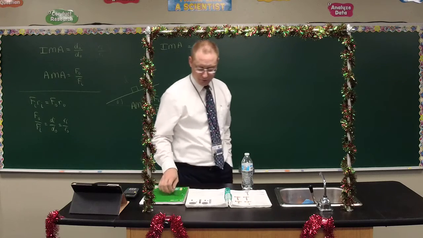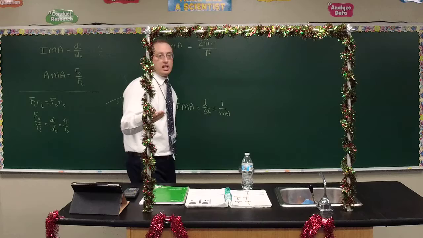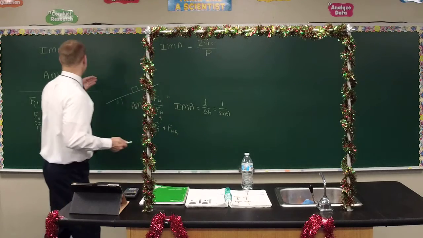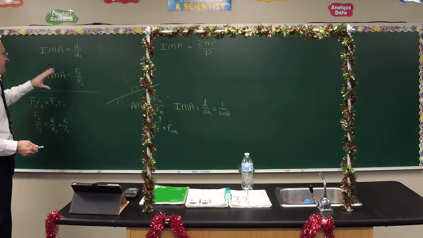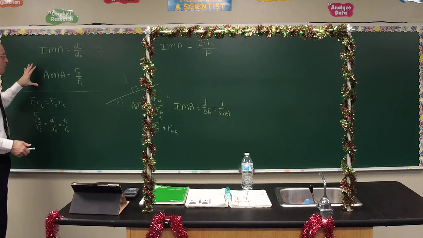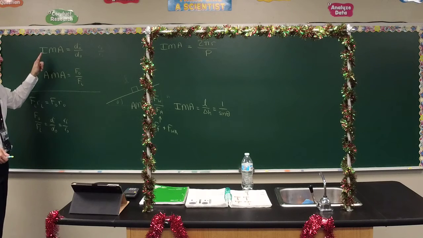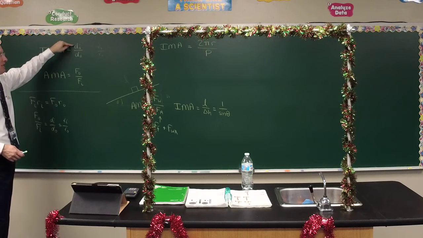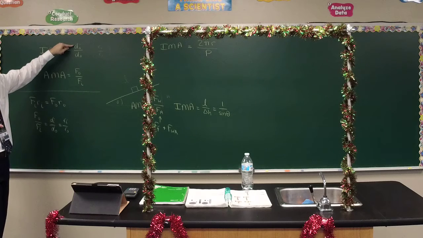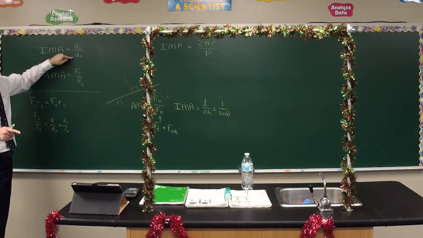For the wheel and axle, then again, we said however much force you get out divided by how much force you put in. That's the AMA. No real change there. The IMA, though, we said the distance you put in is turning one of the wheels. And as you turn one of the wheels, because they're connected, the other wheel must turn also. Correct?